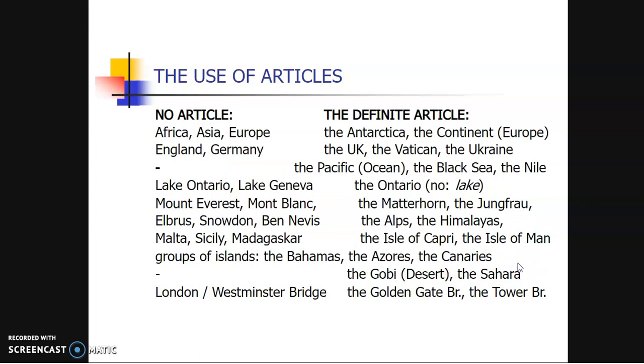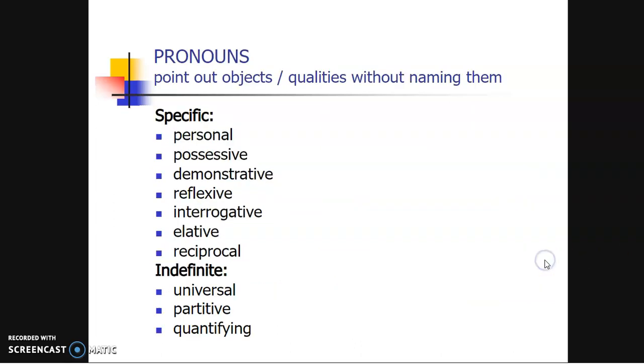No article: Africa, Asia, Europe also. Lake Ontario, Lake Geneva, Mount Everest, Mont Blanc, Elbrus, Snowdon, Ben Nevis, Malta, Sicily, Madagascar. Groups of islands take the: the Bahamas, the Azores, the Canaries. Different names take the article: the continents, the UK, the Vatican, the Ukraine also.